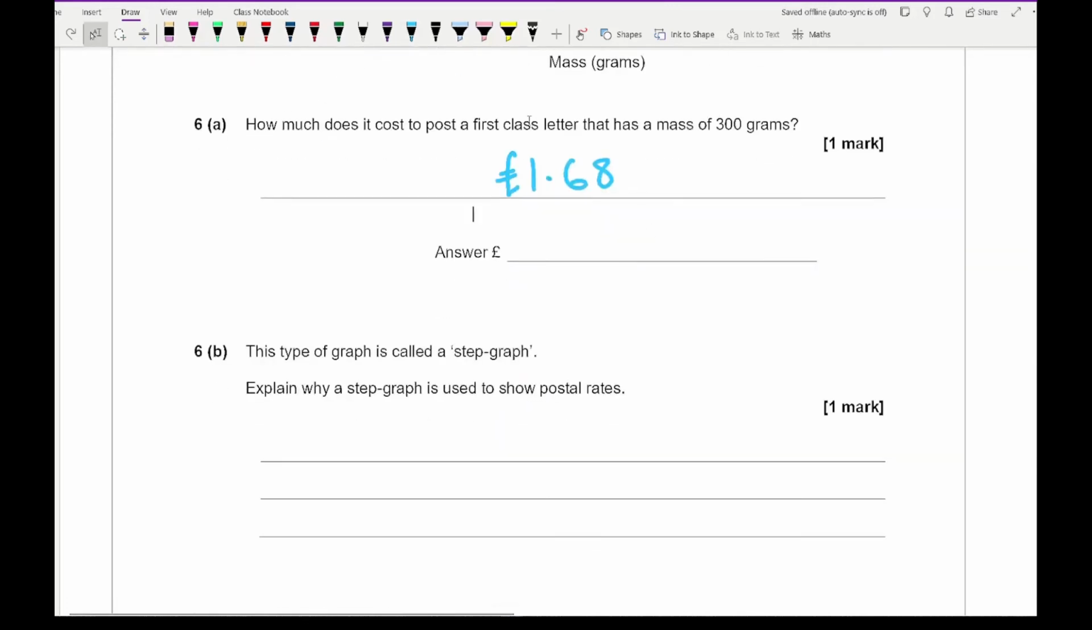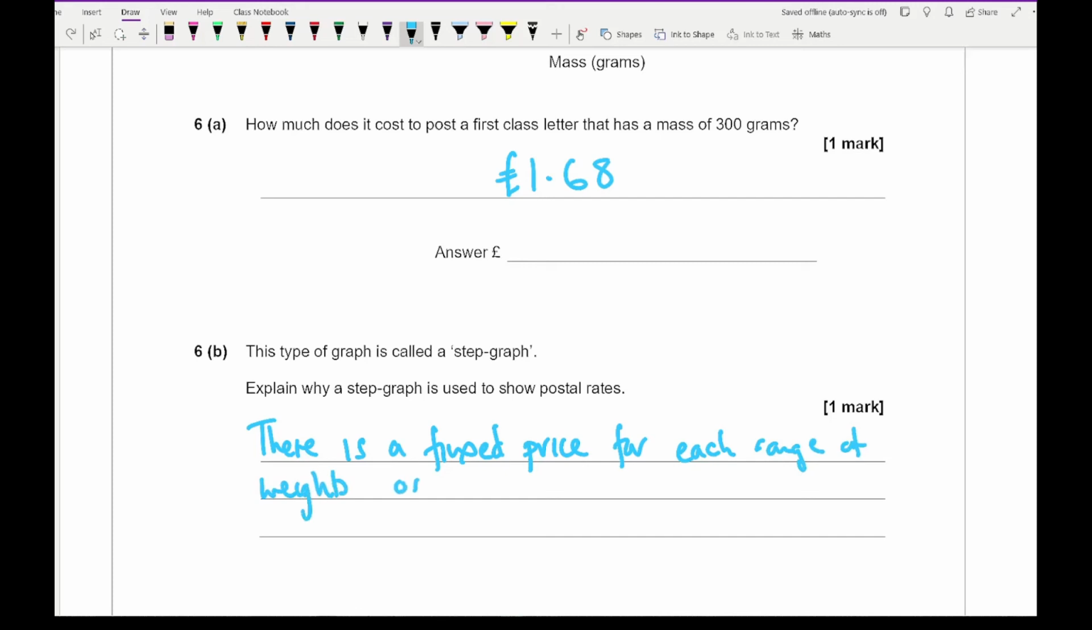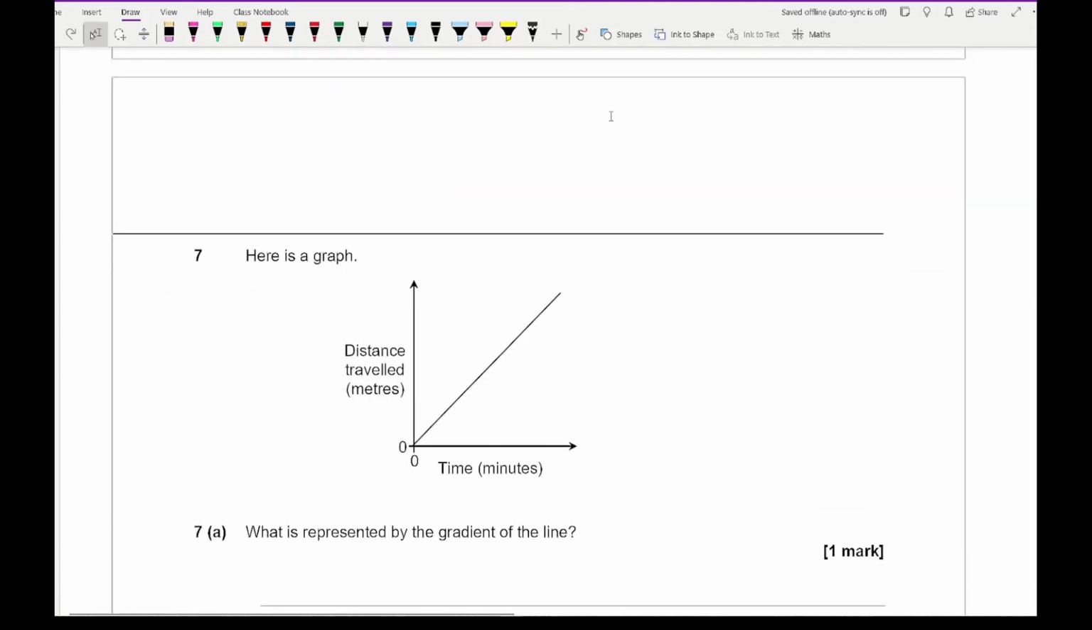Looking at question B, it says this graph is called a step graph. Explain why a step graph is used to show the postal rates. Now again, you could give either of these possible answers: that there is a fixed price for each range of weights, or you could say all masses. So any of those would be absolutely fine for you to save that one single mark.